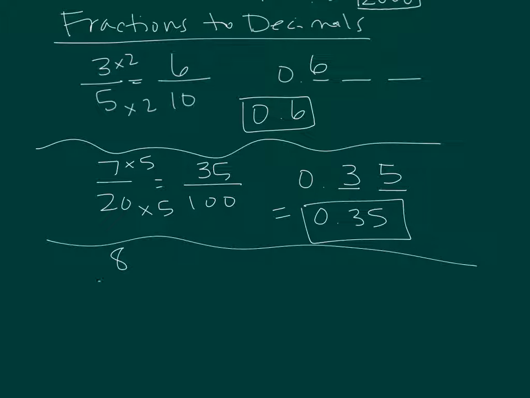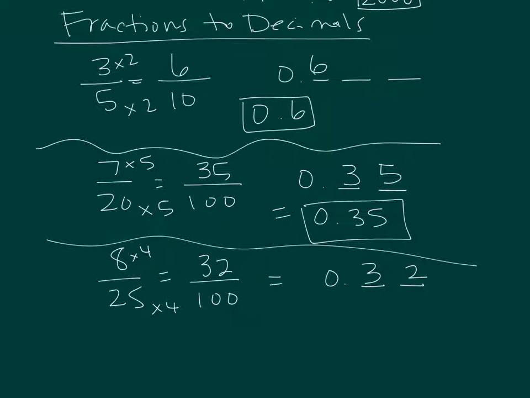What about 8/25ths? Well, that goes evenly into 100 also. 32 hundredths. Not tenths, but the 2 goes in the hundredths place. So that equals 0.32. Final answer.